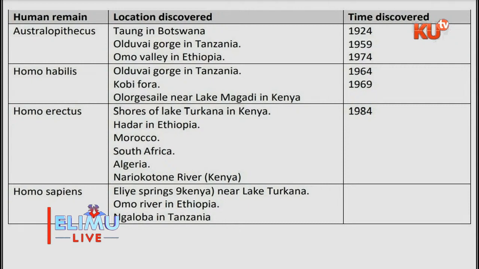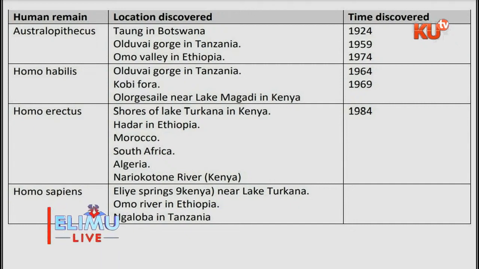Now, Australopithecus, as you see on the screen, was discovered in Taung in Ethiopia, in the year 1924. And we said the other name for Australopithecus is Zinjanthropus, so a teacher can use either Zinjanthropus or Australopithecus. Also, apart from Taung in Botswana, it was also discovered in Olduvai Gorge in Tanzania and Omo Valley in Ethiopia, in 1974 and 1959.